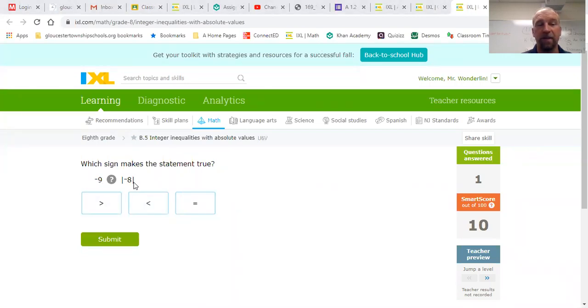Negative 9 and the absolute value of negative 8. The absolute value of negative 8 is 8. And now negatives are always smaller than positives, so negative 9 will be less than a positive 8. So I'm going to choose the less than.